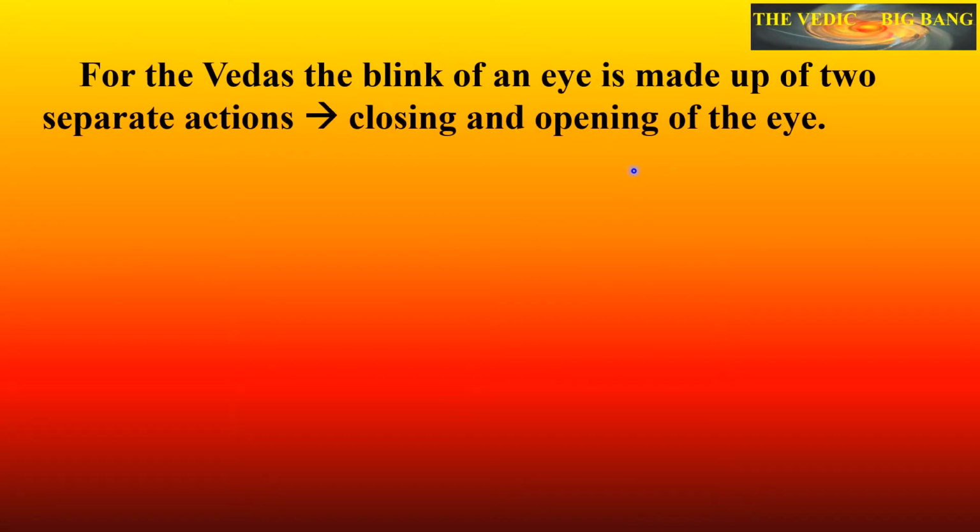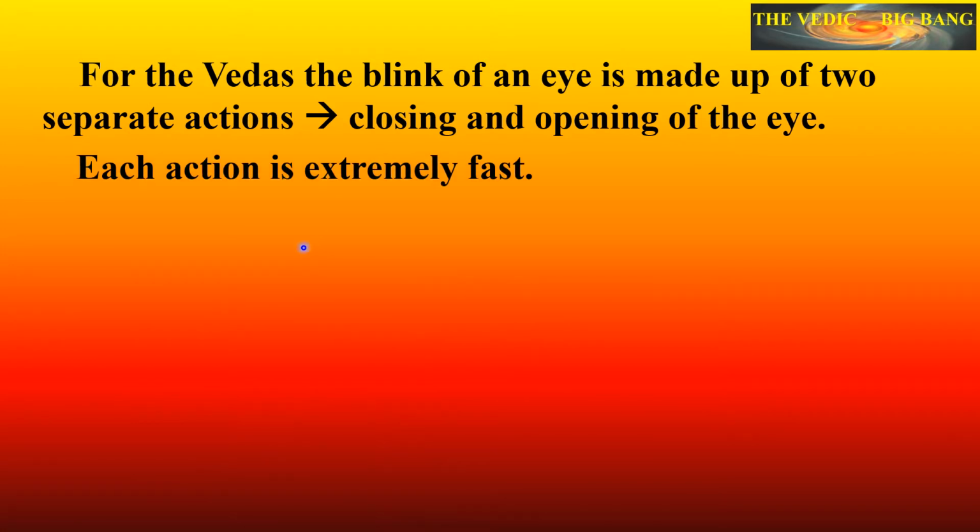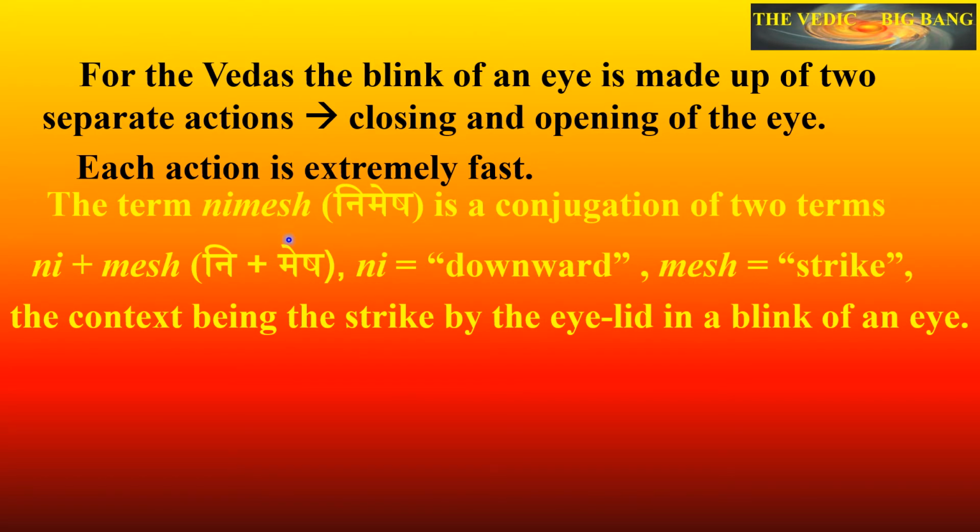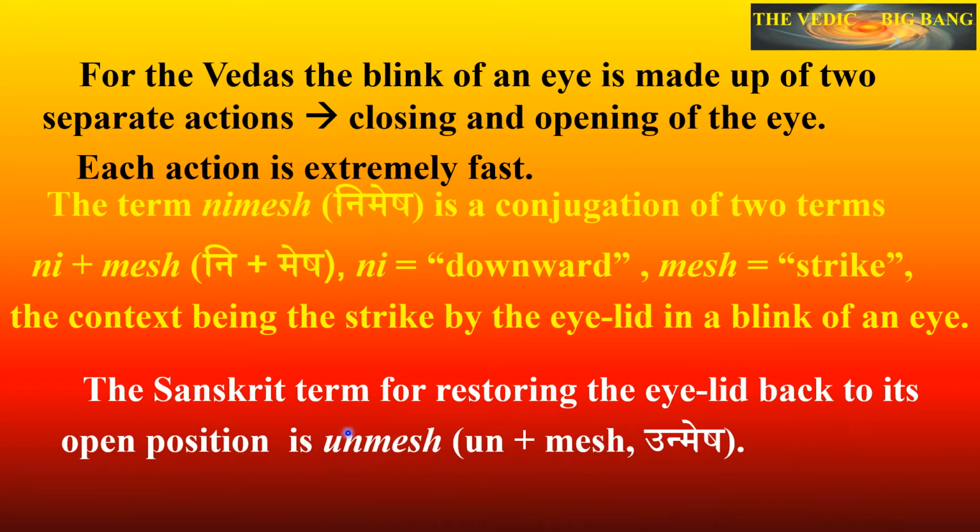For the Vedas, the blink of an eye is made up of two separate actions, closing and opening of the eye. Each action is extremely fast. The term nimesh is a conjugation of two terms, ni plus mesh, downward plus strike, the context being the strike by the eyelid in a blink of an eye. The Sanskrit term for restoring the eyelid back to its opening position is unmesh.